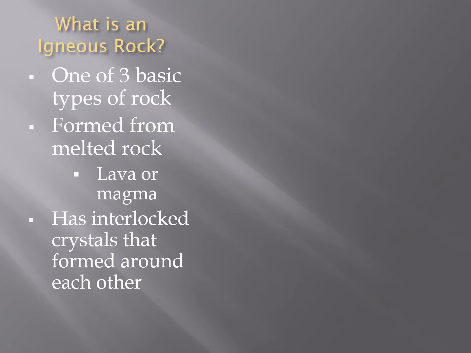First and foremost, what is an igneous rock? It's one of the three most basic types of rocks. So we have igneous, we have sedimentary, and we have metamorphic rocks. We'll cover the other two in the following weeks.